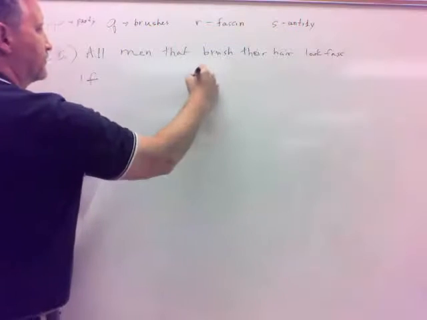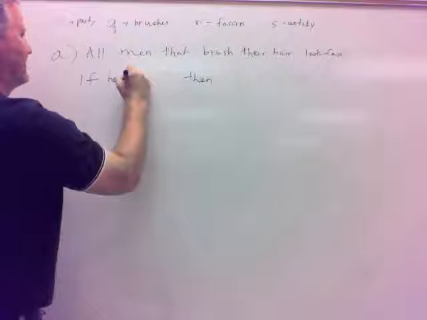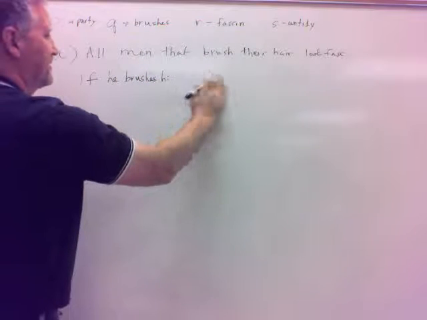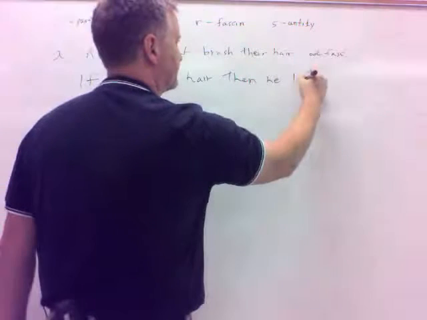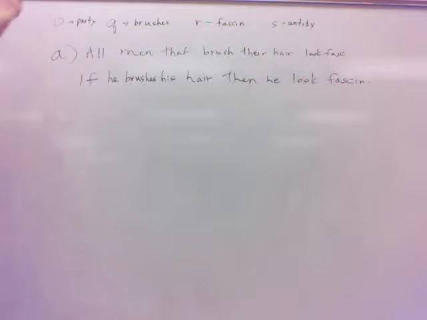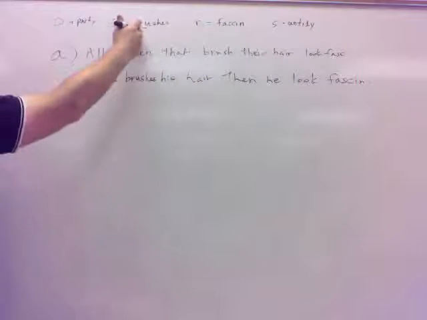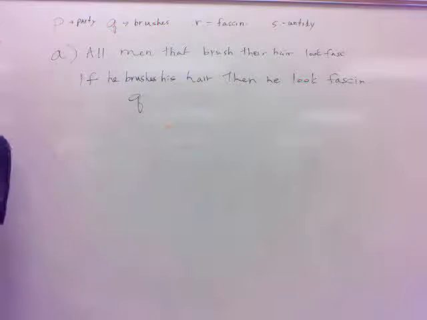All right, so how would I write this in if-then form? If what, then? If he brushes his hair, then he looks fascinating. Okay? Now, what would that be written in symbols then? Remembering the symbols here. Brushes his hair, that's the Q, right? Fascinating, that's the R. So if he brushes his hair, then he looks fascinating. Isn't that Q arrow R? With me on that? Okay. So A there is Q arrow R.